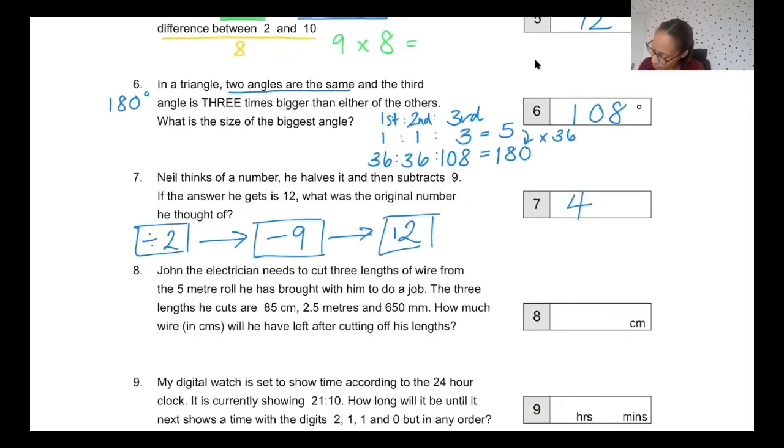For the next one, why don't I give you all 30 seconds to try number 8 on your own. So John the electrician needs to cut 3 lengths of wire from the 5-meter roll he has brought with him to do a job. The 3 lengths he cuts are 85 centimeters, 2.5 meters, and 650 millimeters. How much wire in centimeters will he have left after cutting off his lengths? We've underlined the numbers. Can you just try and work that out for me, kids? And then we'll do it on the board.